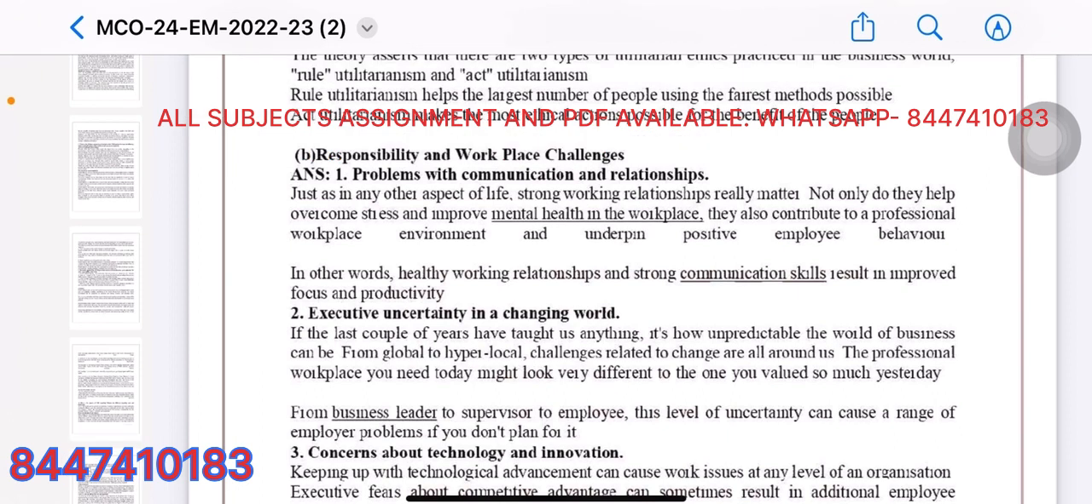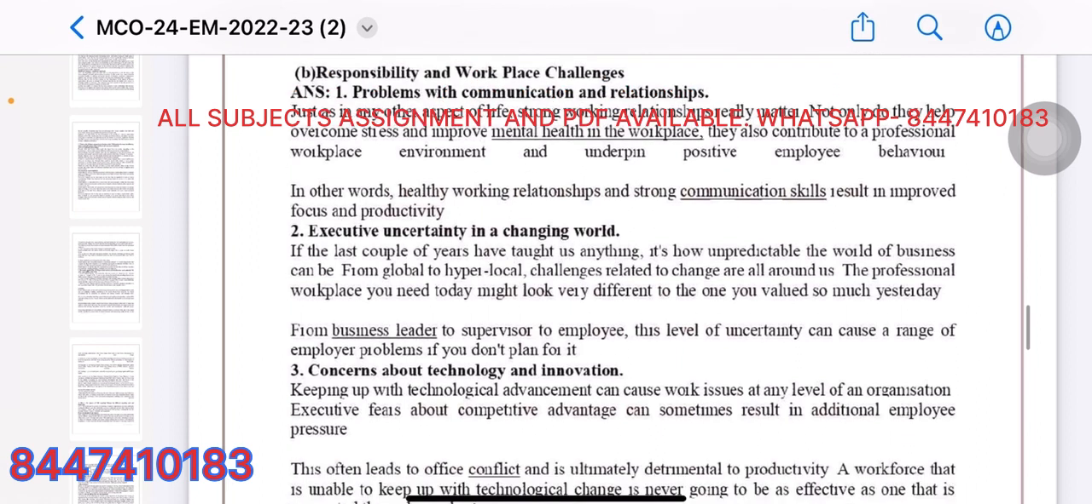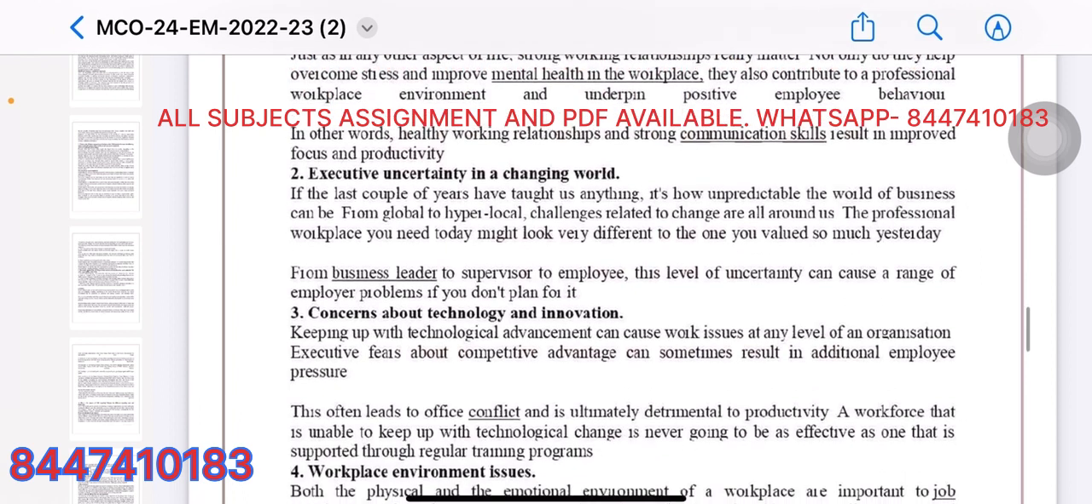Second, uncertainty in a changing world. If the last couple of years have taught us anything, it's how unpredictable the world of business can be. From global to hyper-local, challenges related to change are all around us. The professional workplace you need today might look very different to the one you valued so much yesterday. From business leader to supervisor to employee, this level of uncertainty can cause a range of employee problems if you don't plan for it.